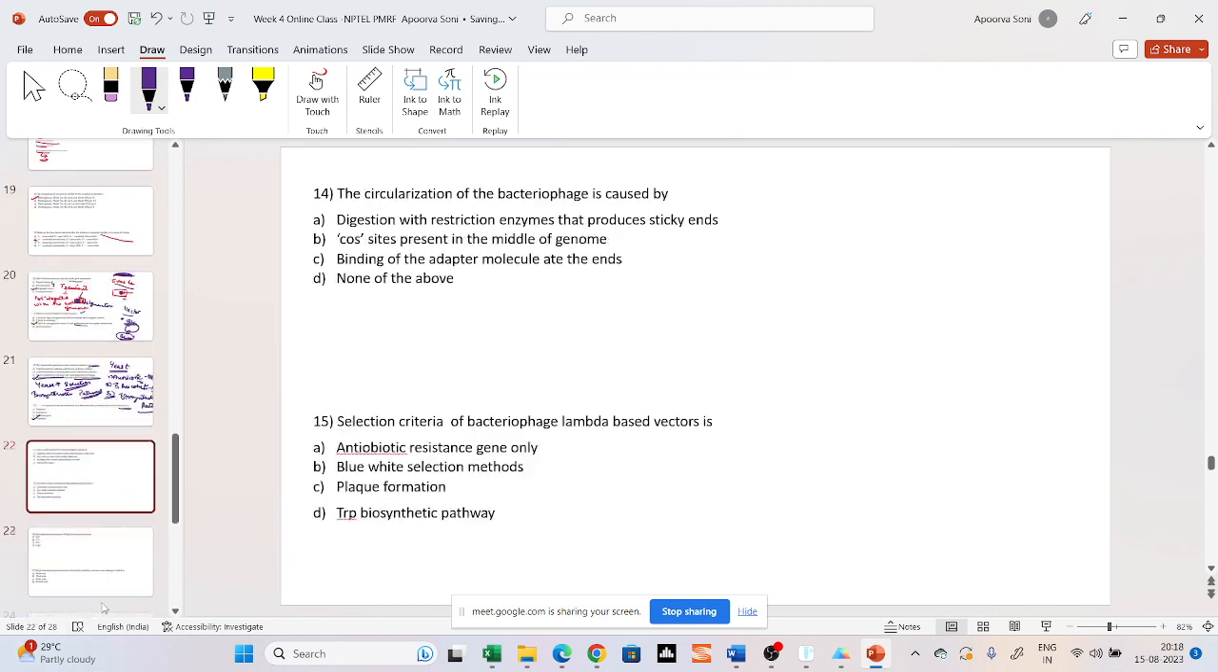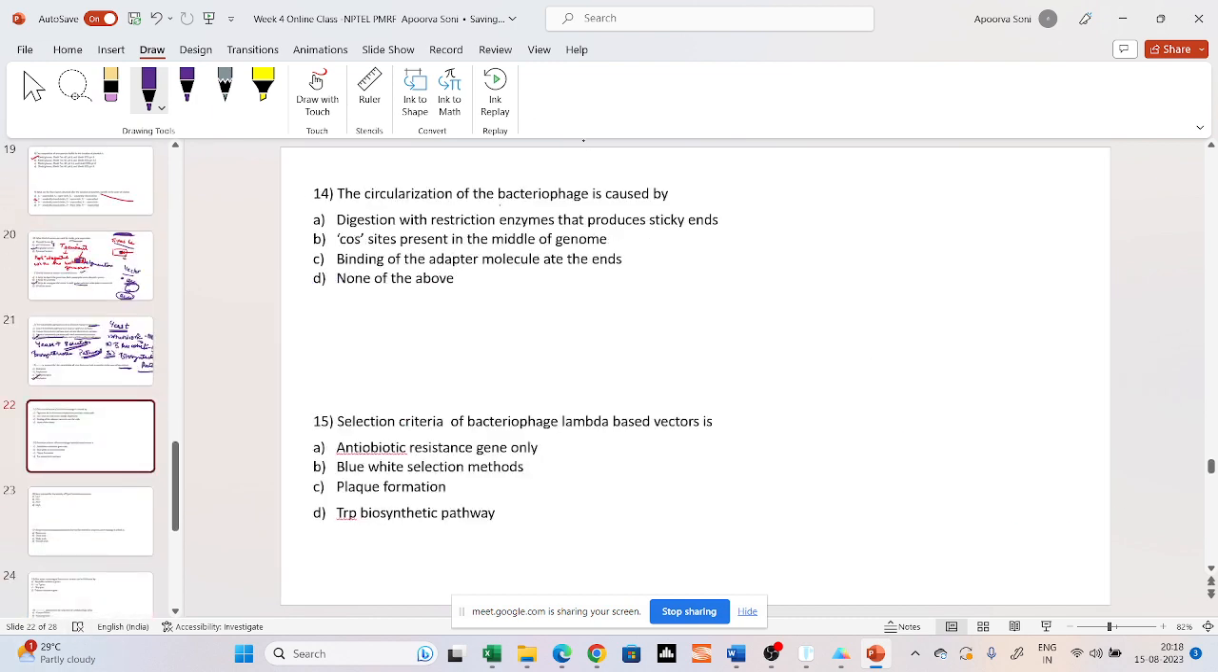Now, next question is the circularization of bacteriophage is caused by digestion with restriction enzyme that produces sticky ends, cos sites present in the middle of the genome, binding of the adapter molecules at the end, and none of the above. So what is the answer? Ma'am, C. No, C is not the answer. Ma'am, E. No. So the answer is none of the above.